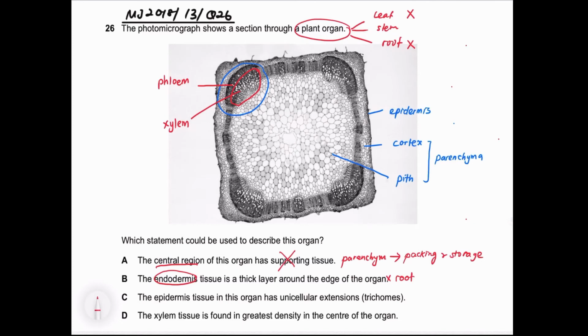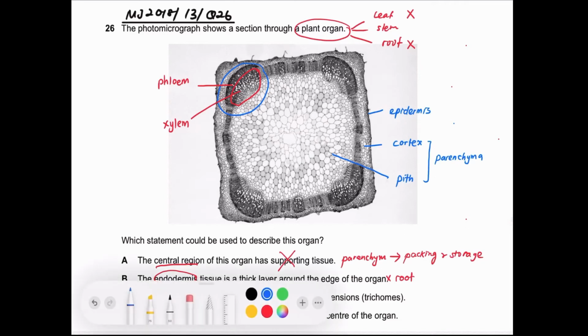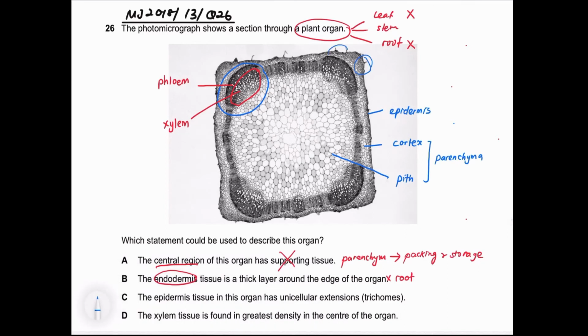The epidermis tissue in this organ has unicellular extension, trichomes. So from the diagram, you can actually see that there are some extensions here that are known as trichomes. And the xylem tissue is found in greatest density in the center. Wrong, because they are found at the corner.